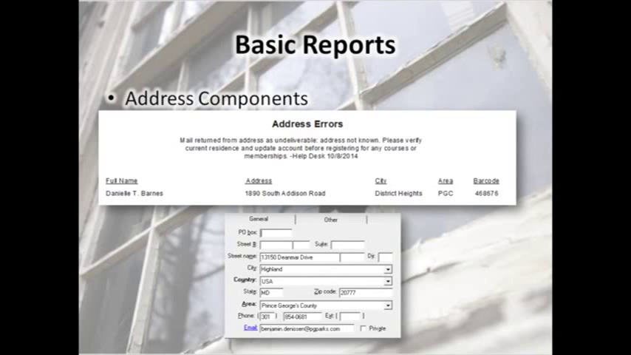Barnes shows up at 1890 South Addison Road in District Heights. And that would show up if the address is formatted as you see right below, right? So we use the address components. The street number is supposed to go in the street number box above it. Drive is supposed to be in DR in that box to the right. And this user just put everything in the address first line. Okay? So this causes problems.